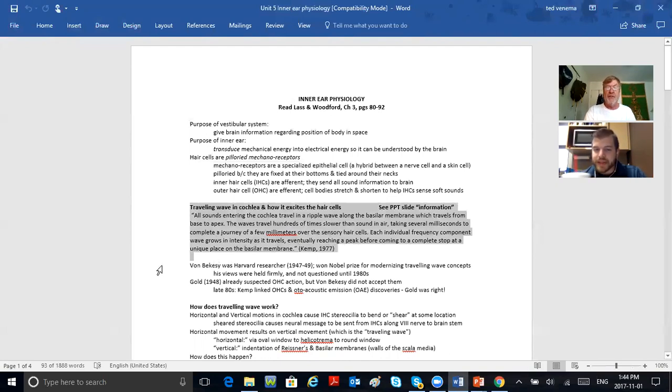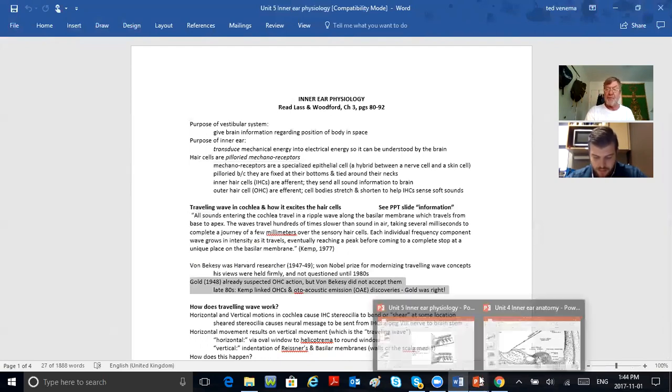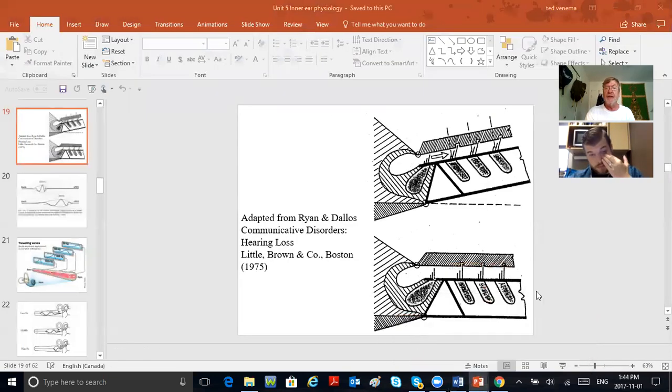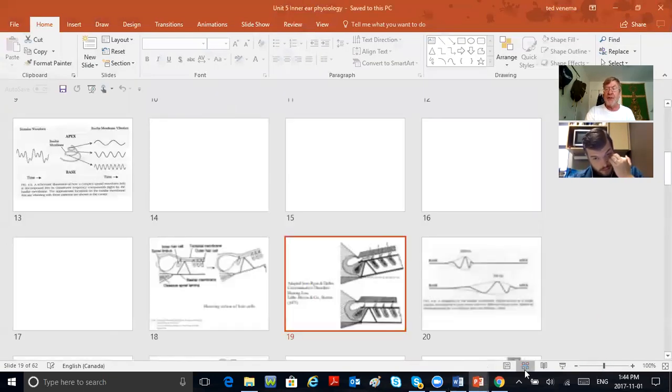We talked about von Bekesy, the Harvard researcher who discovered the traveling wave. He had a colleague named Gold. I said last week that Gold and von Bekesy didn't really get along. Gold had said that, and we'll just tell the story here. It's rather interesting.